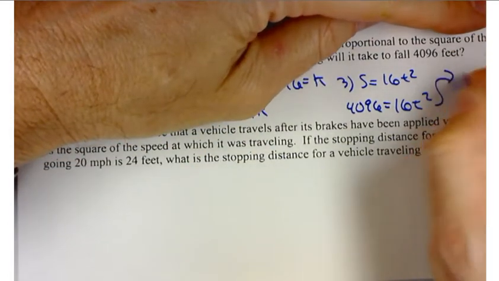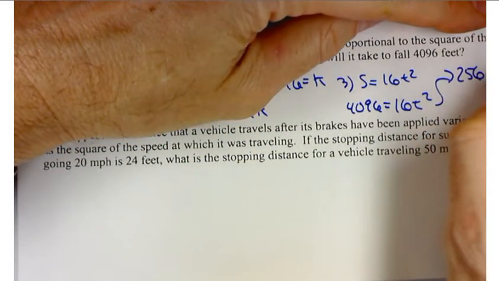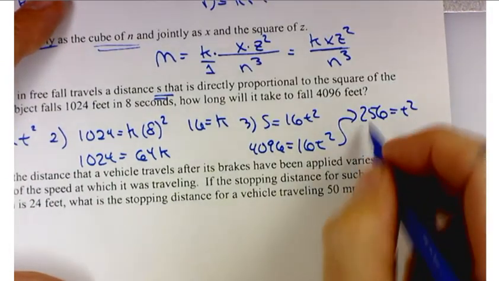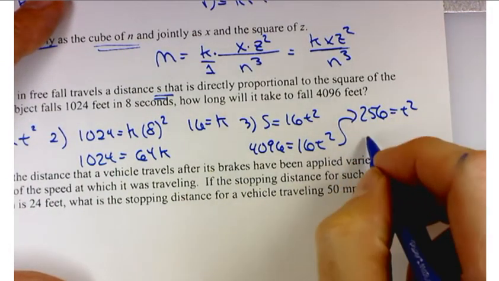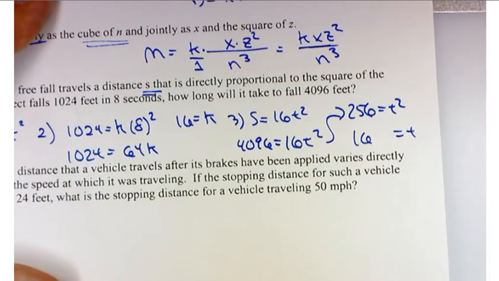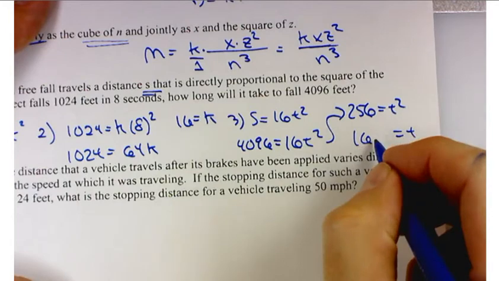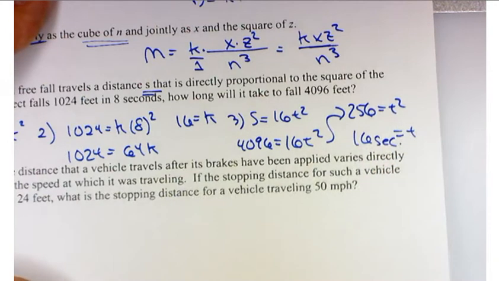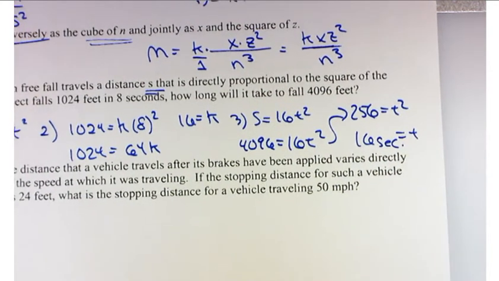Perfect. So that would give me 256 equals t squared. Take the square root on both sides. Perfect. So I get 16 equals t. What units would go with the 16? 16 seconds. Yes. So kind of a long fall.